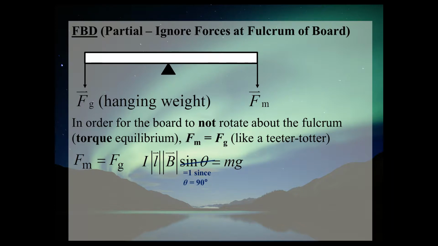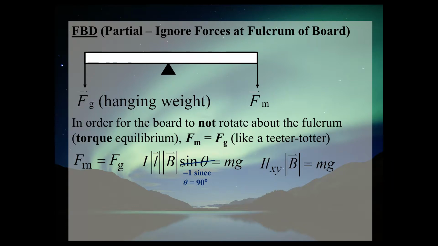We can get rid of this sine theta term because theta represents the angle between the length of the wire and the magnetic field. And the only portion we're interested in was that length XY, I believe, and that formed a 90-degree angle in comparison to the magnetic field direction. So since theta is 90, sine of 90 is 1, we can get rid of that term.